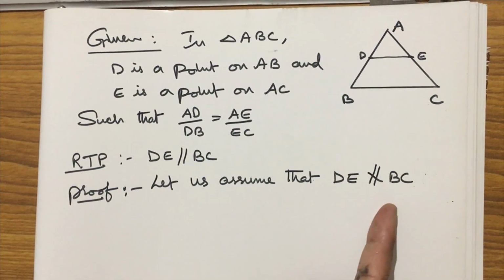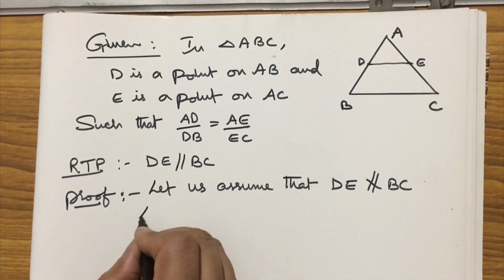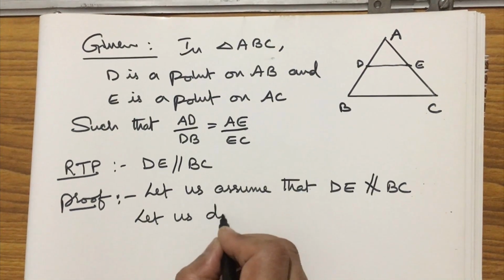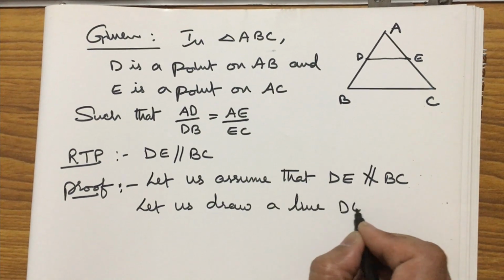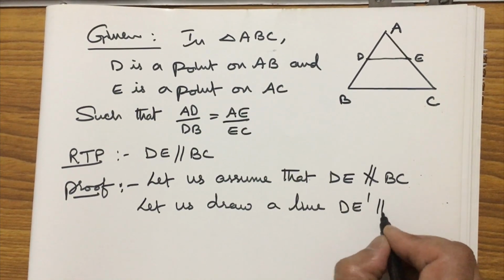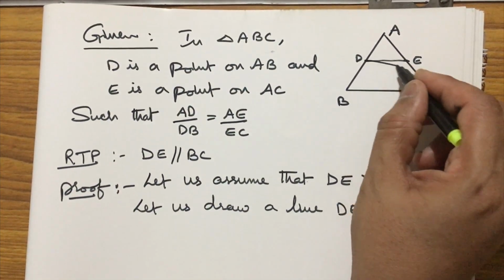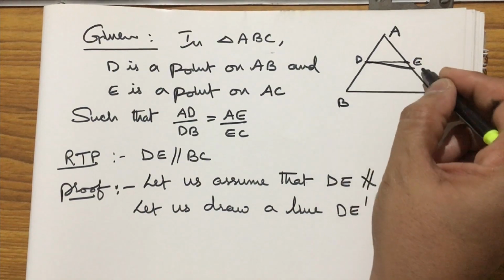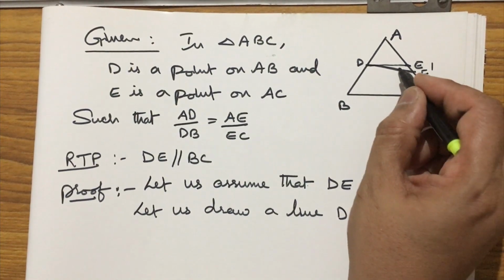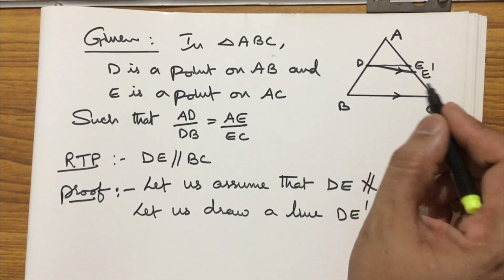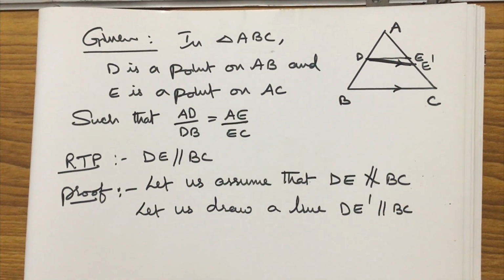If one line is not parallel to that side, one more line can be there which is parallel to that side. So now let us draw a line DE dash which is parallel to BC. Through D only you have to draw a line which is parallel to BC. So I am taking DE dash as parallel to BC.